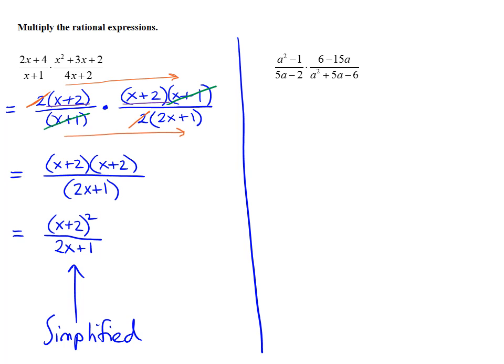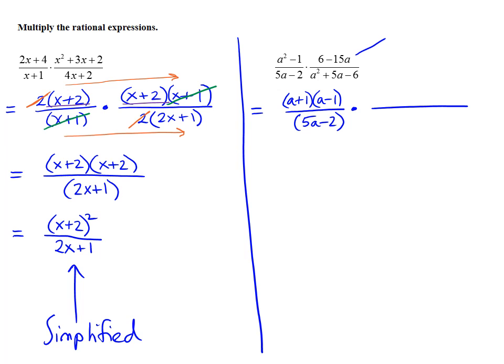Let's try another one. In the next problem, we have, again, a fraction times a fraction. To work with this, I'm going to factor both the numerator and denominator. To factor the numerator, I have a difference of squares, so I'm going to factor that into the square roots with one sign that's positive, one that's negative. In my denominator, 5a minus 2, I have nothing in common, so I'll just put it in parentheses to remind myself I tried to factor it, but it won't factor.